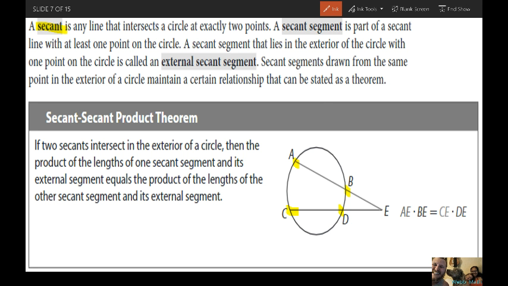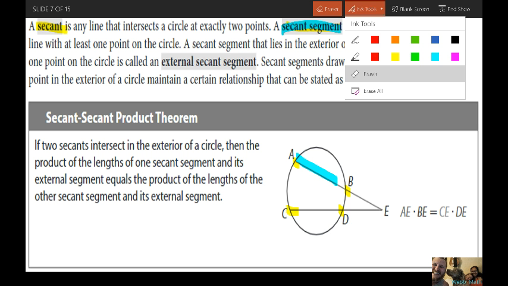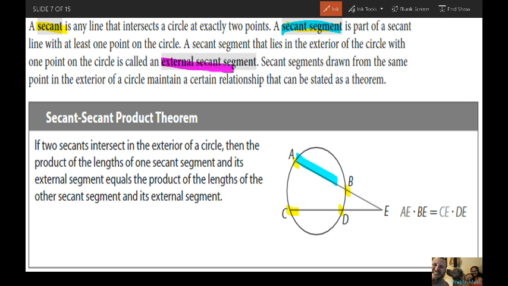Okay. Now a secant segment is a part of that line. So a secant segment is a part of the secant line with at least 1 point on the circle. So there's a secant segment right there. In fact, this is actually a secant segment. We have a more specific term, I believe, for what BE is, and that's going to be an external secant segment. Basically, they're on the outside.